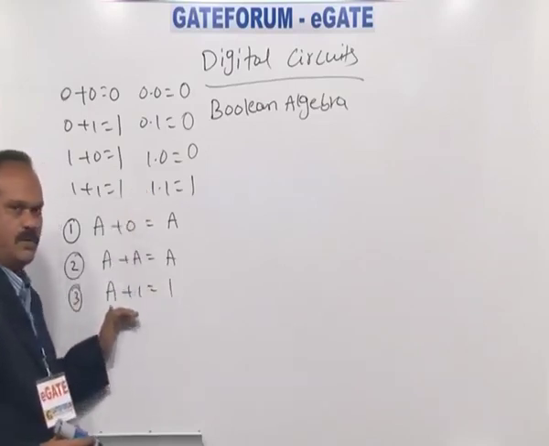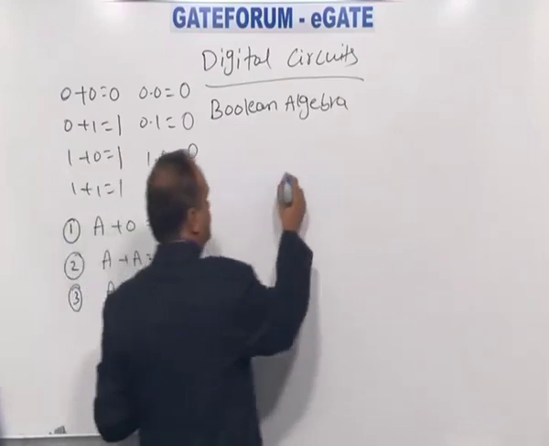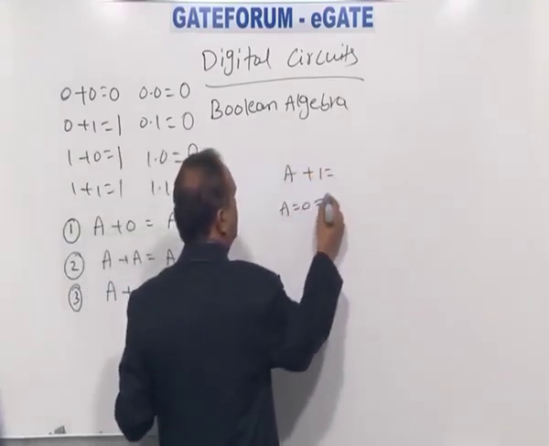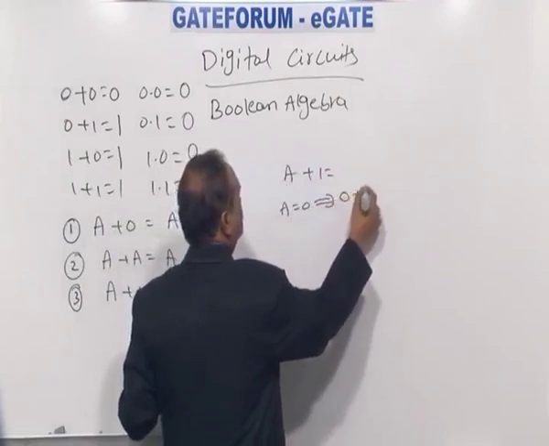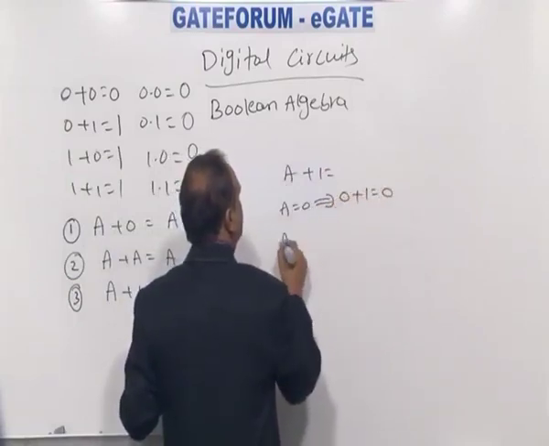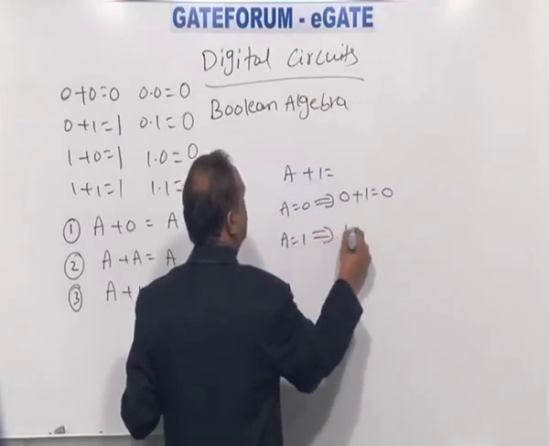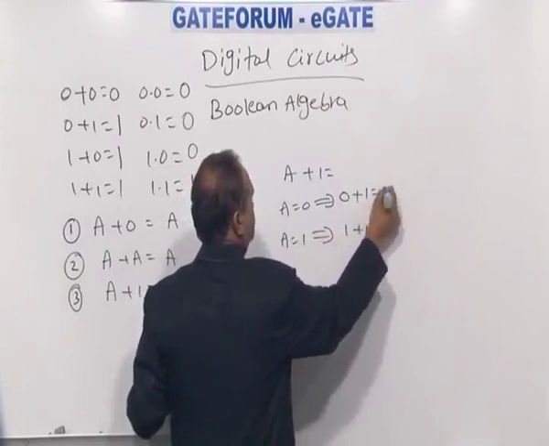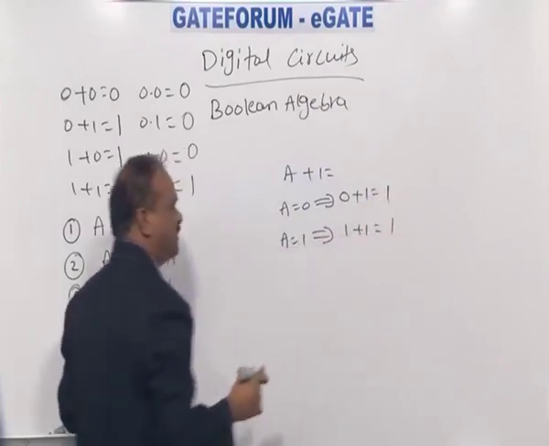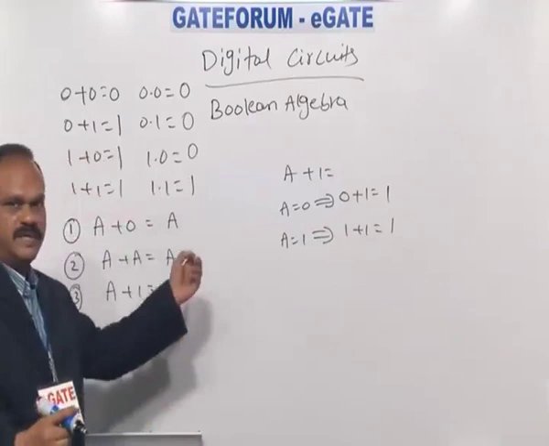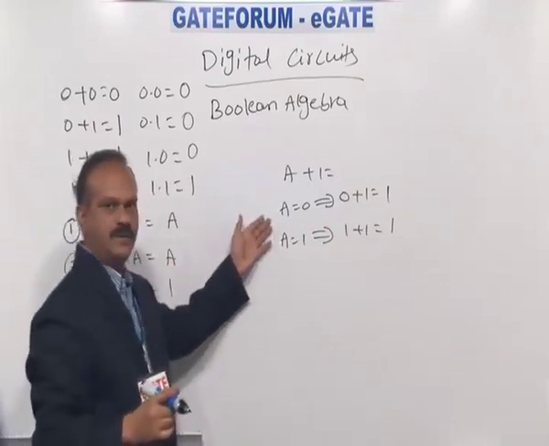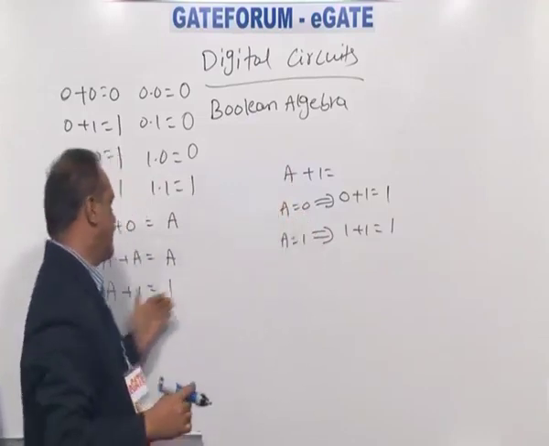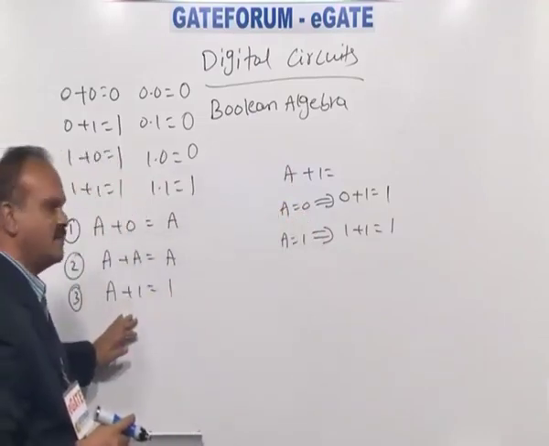For example, you want to know what is A plus 1. So first you substitute A is equal to 0. That implies 0 plus 1 is 1. Now you substitute A is equal to 1. That implies 1 plus 1 is also 1. So in both cases, whether the value of A is 0 or A is 1, we are getting the result as 1. Hence A plus 1 is 1.